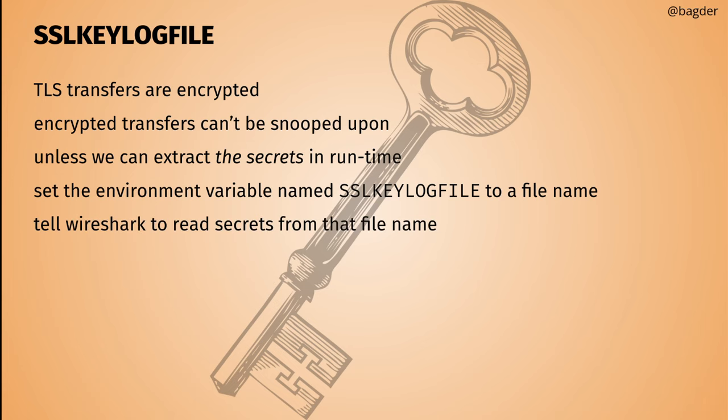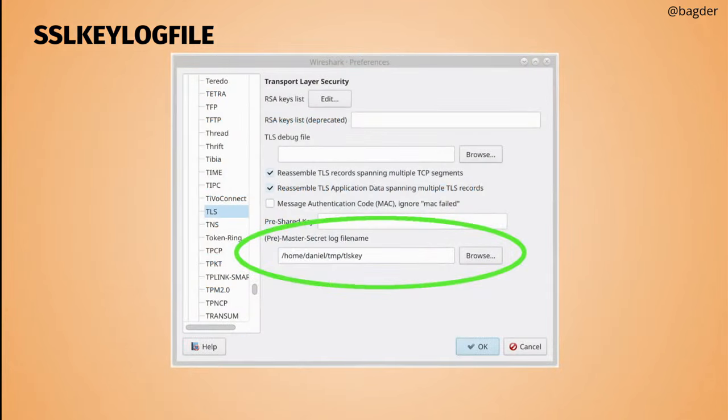And if you then use a tool like Wireshark, for example, and who doesn't use Wireshark, right? So if you use Wireshark, you can tell Wireshark to get the secrets from this file that we're saving all the secrets to. And then we can run curl, save the secrets, and Wireshark can get the secrets and decrypt the TLS over the wire, or decrypt the Firefox traffic. And it works like this.